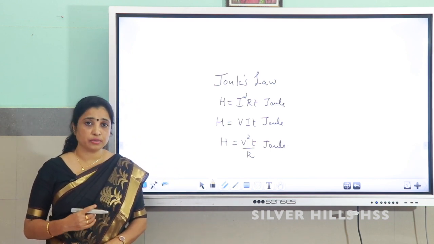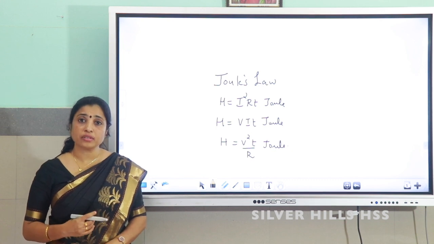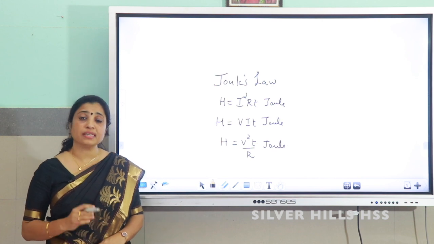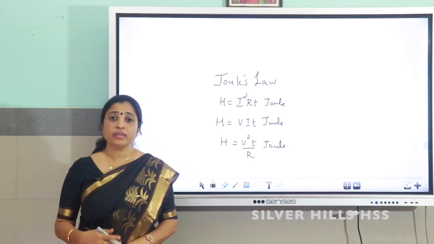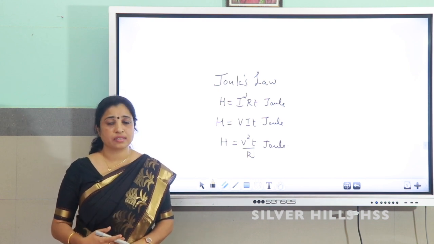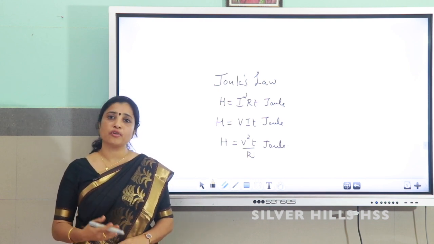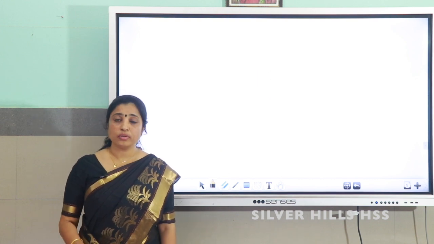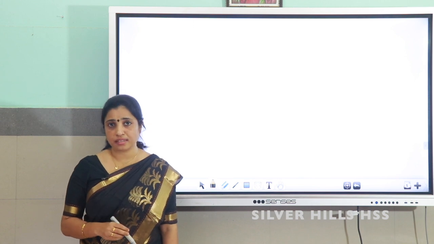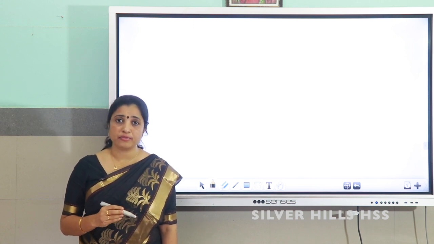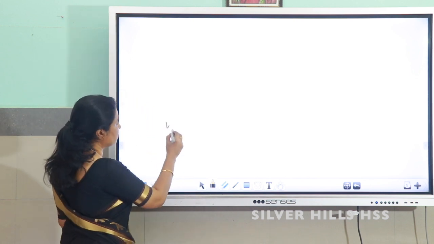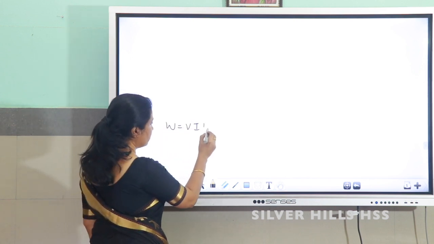Electric power of a circuit is the rate of work done by a source of EMF in the circuit to maintain current in the circuit. Or it can be even defined as the rate at which an appliance converts electrical energy to some other form of energy. Now, if a current I flows through a circuit for time t seconds for a constant potential difference V, then the work done can be written as W is equal to VIT.